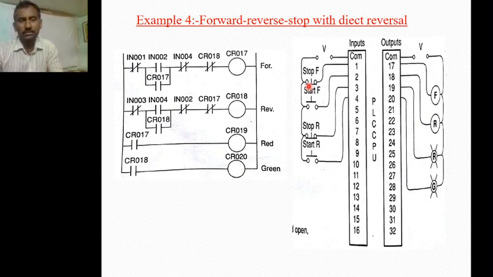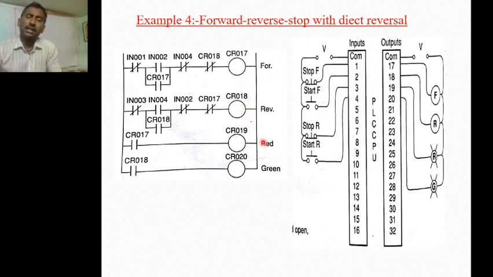Similarly, when the IN002 is on, here we have the normally closed contact. So when this IN002 is on, this normally closed contact acts as a normally open contact. So this entire line will be in the off position. That means when the motor rotates in the forward direction, there is no possibility of rotating in the reverse direction, and the forward direction is represented with one red light.